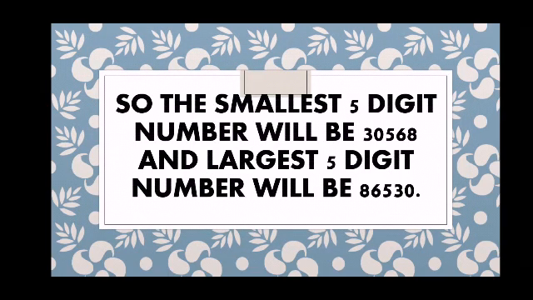So the smallest 5-digit number will be 30568. अब इसमें हम क्या करेंगे, जो स्मॉलेस्ट नंबर है उसको आगे लिखेंगे और 0 को उसके बाद लिखेंगे.